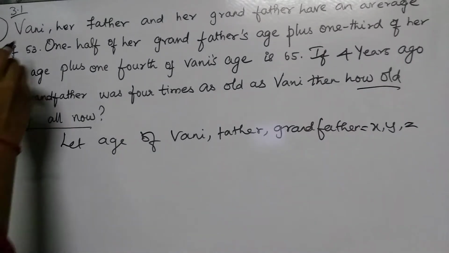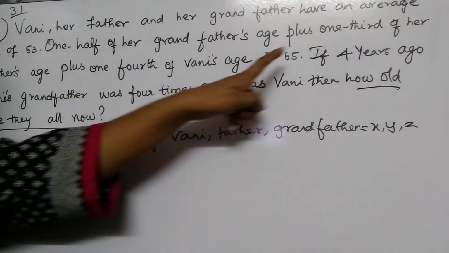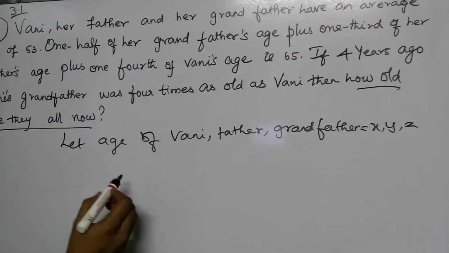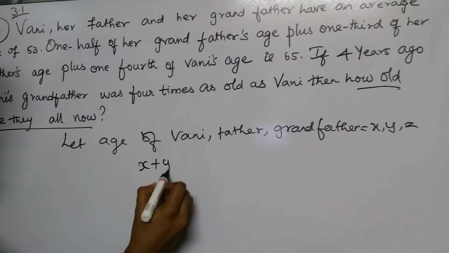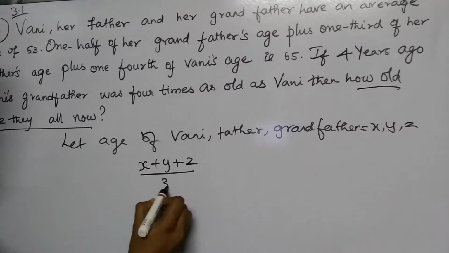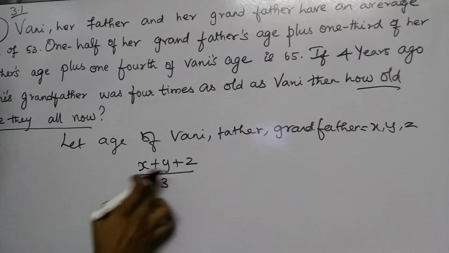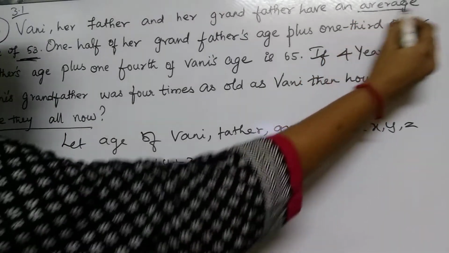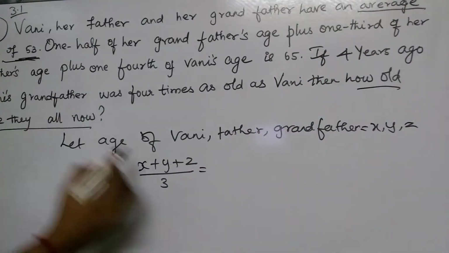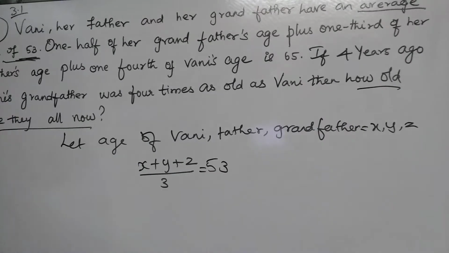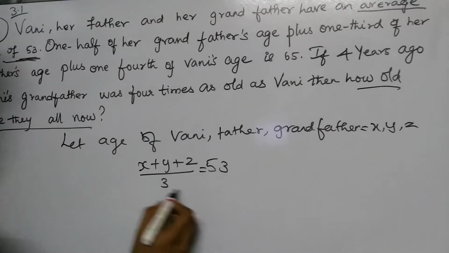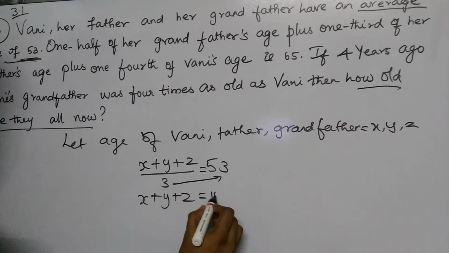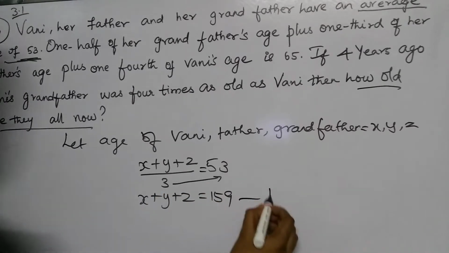Next, what is given? Vani, her father and grandfather have the average age of 53. Average means add up all their ages, x plus y plus z by 3. Average means total by 3. Their average is 53. It is given average is 53. So write 53 here. Now, x plus y plus z, the 3 multiplied to the other side, 159. Let it be the first equation.